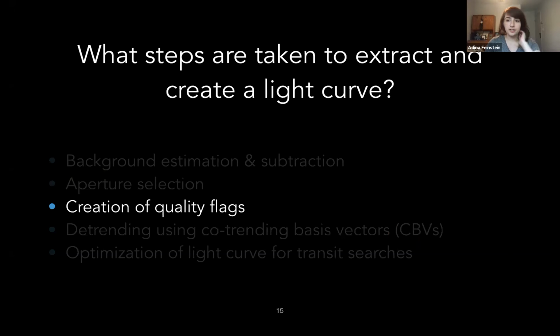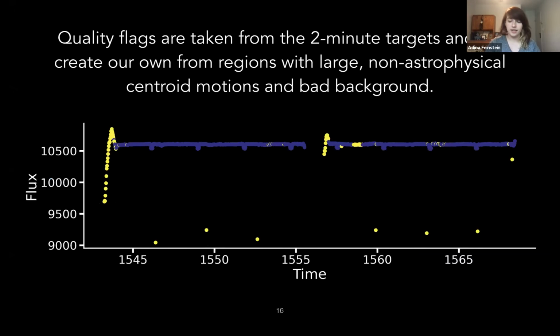The next thing that we do is create quality flags. So we actually use the quality flags from the 2-minute targets and bin them down to the 30-minute cadence and take whichever ones are applied to the entire full frame image. So here is just an example of a light curve that's colored by the quality flag, yellow being bad quality, purple being good. And you can see that it really captures the ramp ups between the orbital breaks as well as the momentum dumps, as well as some of that jitter going on.